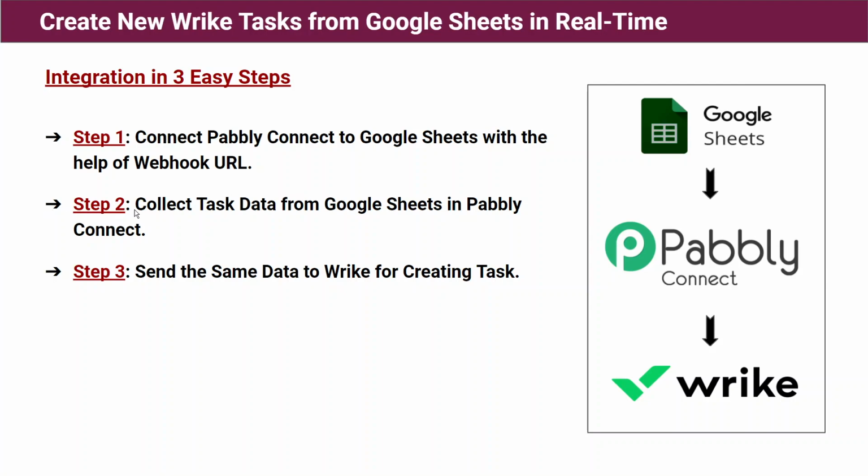Second step is collect task data from Google Sheets in Pabbly Connect. So after connecting these two applications, which is Google Sheets and Pabbly Connect, we will fetch the data required to create a task in Wrike from Google Sheets to Pabbly Connect. Step 3 is send the same data to Wrike for creating a task. So our third step would be sending the data which we have fetched from Google Sheets to Pabbly Connect, and we'll send this data to Wrike to create a task. So these are the three simple steps. Now let me show you how we're going to do that.